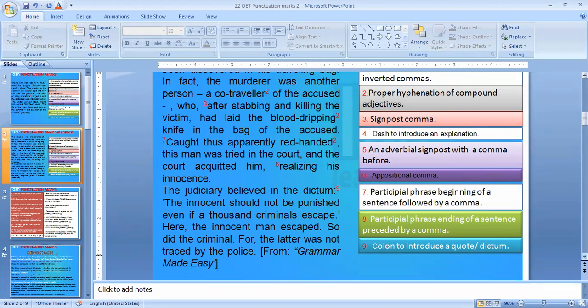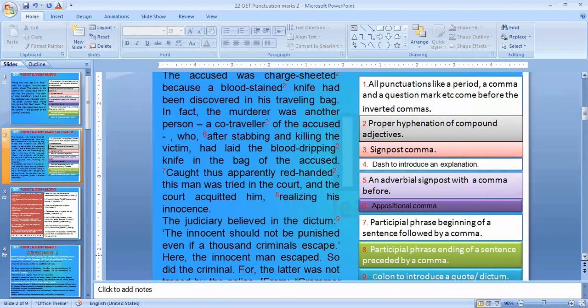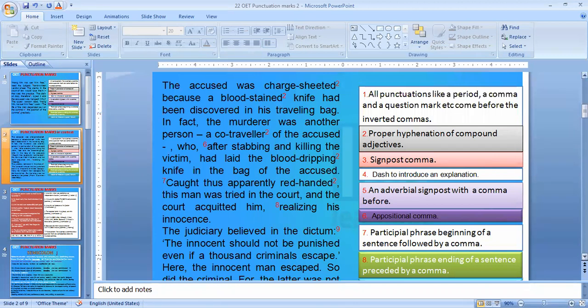Very good. This is a story I have written in my book, Grammar Made Easy. If you browse Google, you will get this book. Okay, so you notice the same numbers again. Number 2, what does number 2 say? Proper hyphenation of compound adjectives: charge-sheeted, blood-stained, co-traveler, red-handed, blood-dripping. Quite a lot of hyphenated words you can notice.